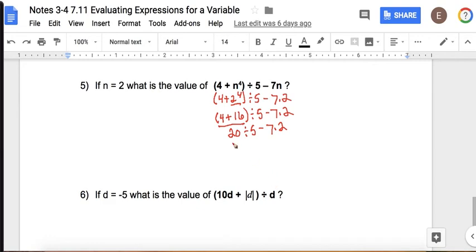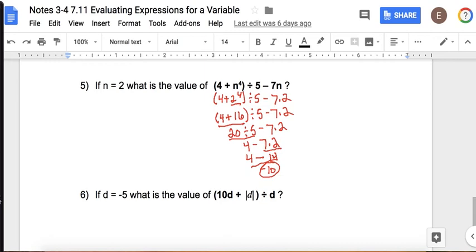My next step, I got rid of all the grouping. Exponents are gone, so now I'm looking for multiplication or division from left to right. And I see it right here. 20 divided by 5 is 4. Minus 7 times 2. Now I've got subtraction and multiplication, so I have to do multiplication first. 7 times 2 is 14. And 4 minus 14 is negative 10. And here's how I explain that. If I have $4, you can't take away 14 from me, so I'll owe you $10, so negative 10.